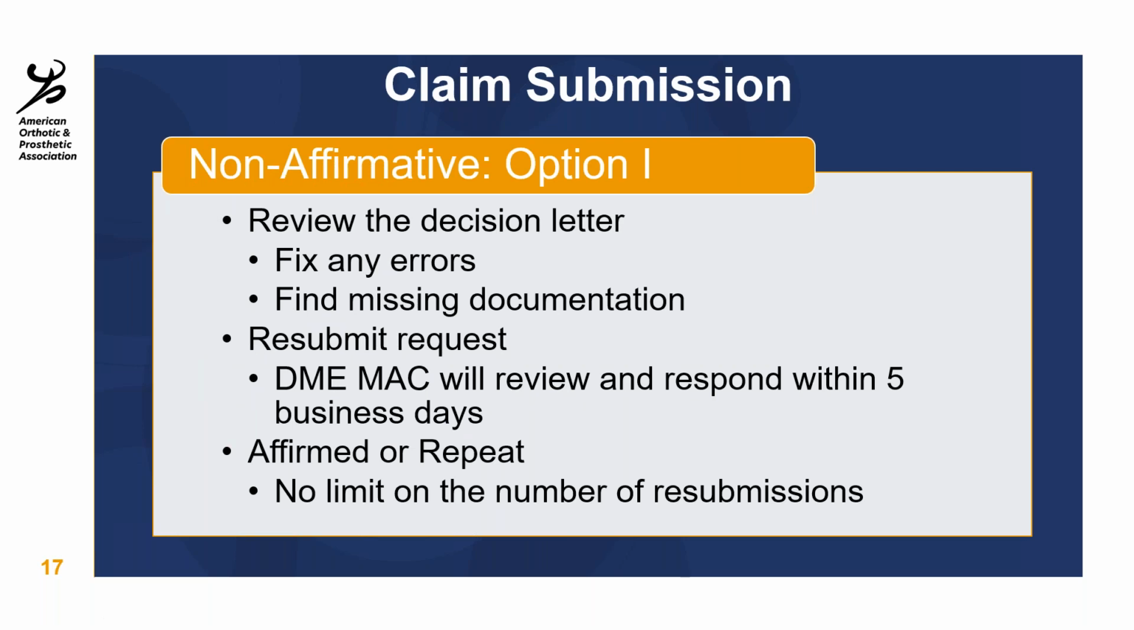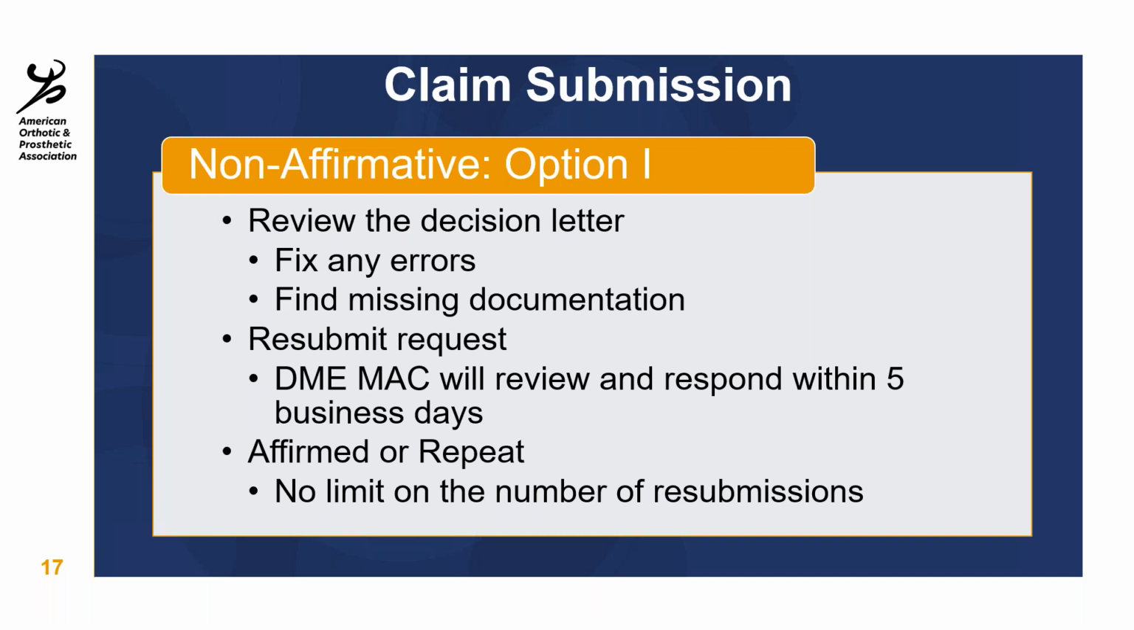If you received the non-affirmative request, meaning it did not pass the request, you have some options available to you. Once again, you will receive a detailed decision letter explaining the non-affirmative decision and a unique tracking number. You may then review that detailed decision letter and make any required adjustments or changes, and then resubmit that request for review. And then the turnaround response for that time would also be 5 business days.